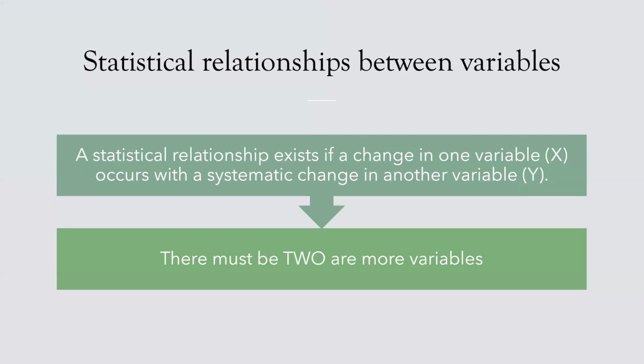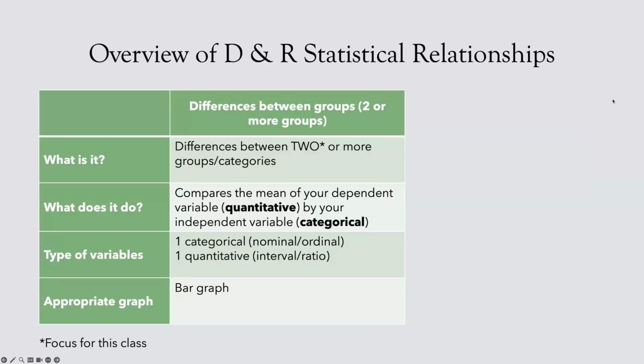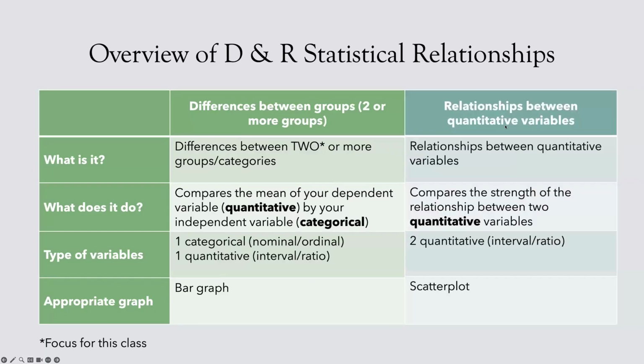But basically, we're talking about when a change in one variable occurs in a specific way with a change in another variable. So there's a systematic relationship. There needs to be two variables or more. We're focusing on two variables for the purpose of this class. And there are two different types that we talked about. Again, see the previous video if you want more detail, but what we're going to really focus on today is identifying the differences between groups versus relationships between quantitative variables.